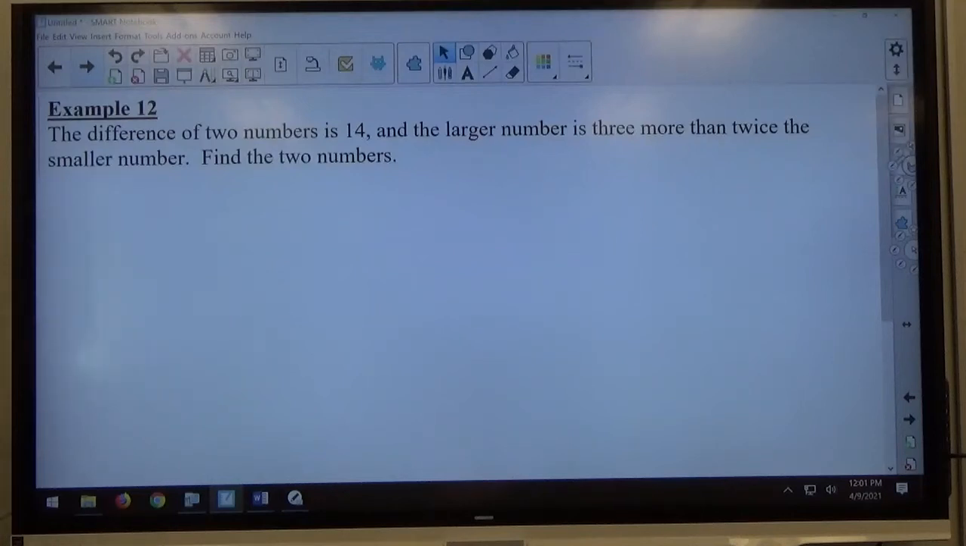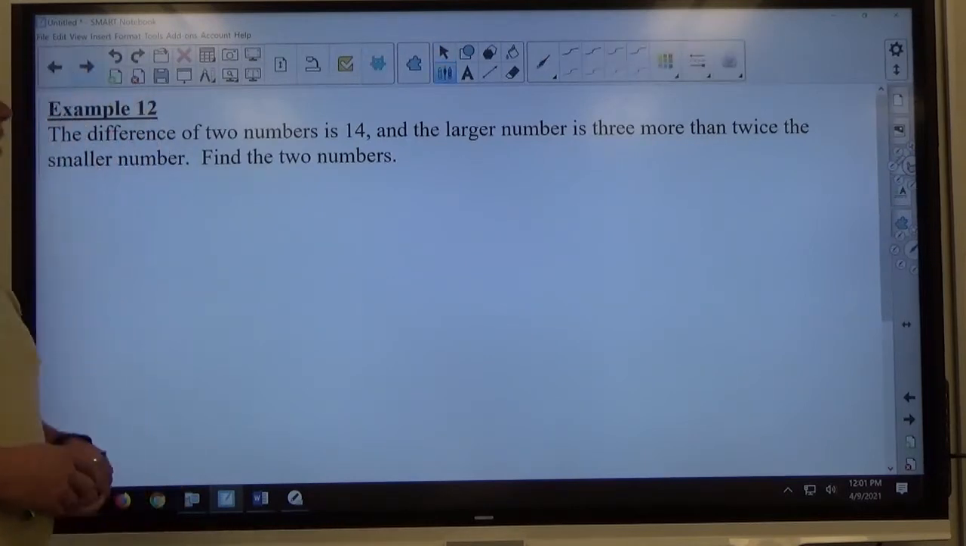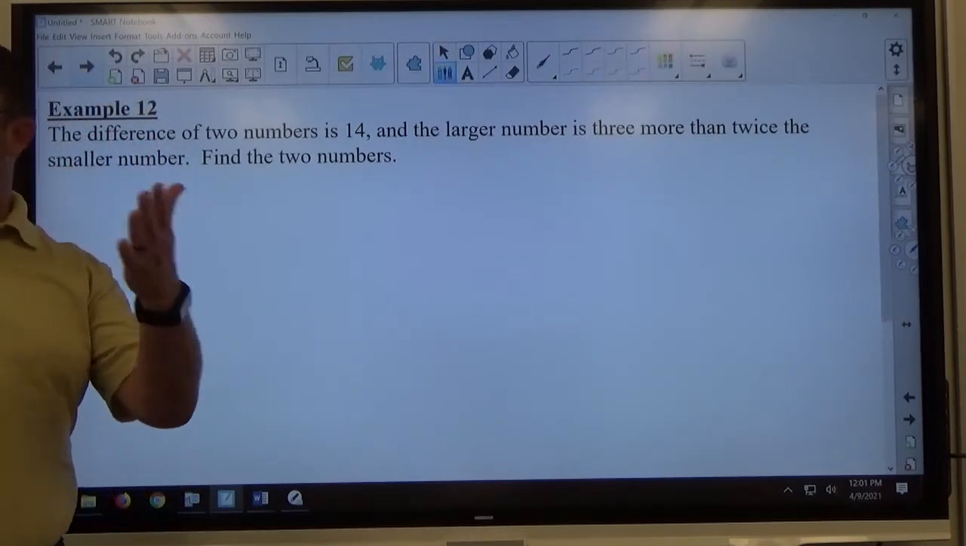Example 12: the difference of two numbers is 14 and the larger number is 3 more than twice the smaller number. Find the two numbers. So a little bit more elaborate wording on this one. But again, it says find the two numbers. They're referring to larger and smaller, right?